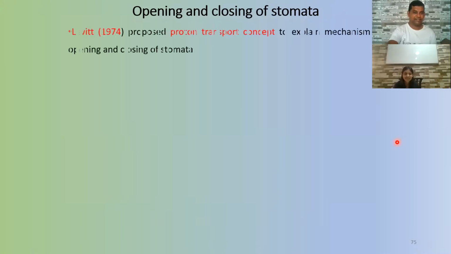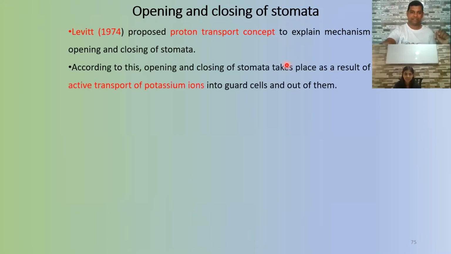See, ये जो ओपनिंग एंड क्लोजिंग ऑफ स्टोमेटा का फिनोमिनन है, दिस वाज एक्सप्लेन्ड बाय लेविट इन 1974. Levitt, साइंटिस्ट है वो. Levitt in 1974 he explained in the form of proton transport theory. Proton transport concept. So what happens is कि guard cells जो है, they are the ones which are controlling the opening and closing of the stomata.